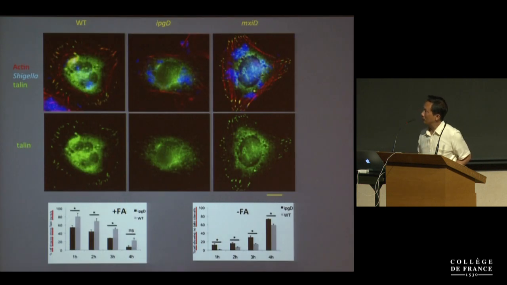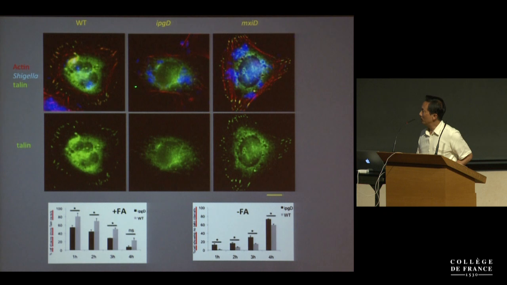And so one of the targets of calpain as a focal adhesion protein is talin. If one looks at talin, and this is, again, cells transfected with talin-GFP this time, infected with Shigella, we can see that after 2 hours, you have cells that are very well spread that form those very nice focal adhesions, even though they contain a lot of bacteria.